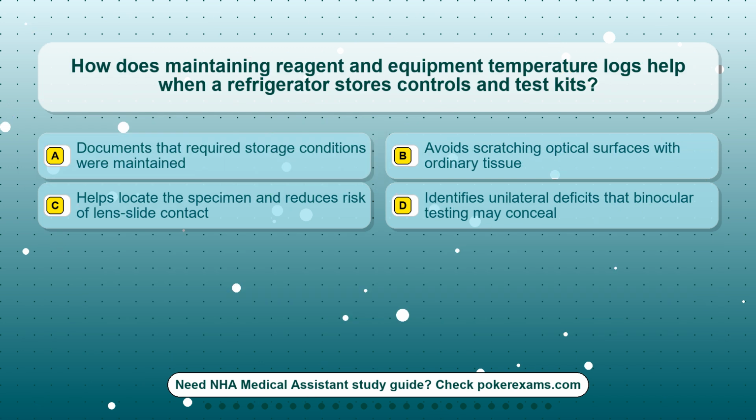Question 15. How does maintaining reagent and equipment temperature logs help when a refrigerator stores controls and test kits? Option A. Documents that required storage conditions were maintained. Option B. Avoids scratching optical surfaces with ordinary tissue. Option C. Helps locate the specimen and reduces risk of lens-slide contact. Option D. Identifies unilateral deficits that binocular testing may conceal.